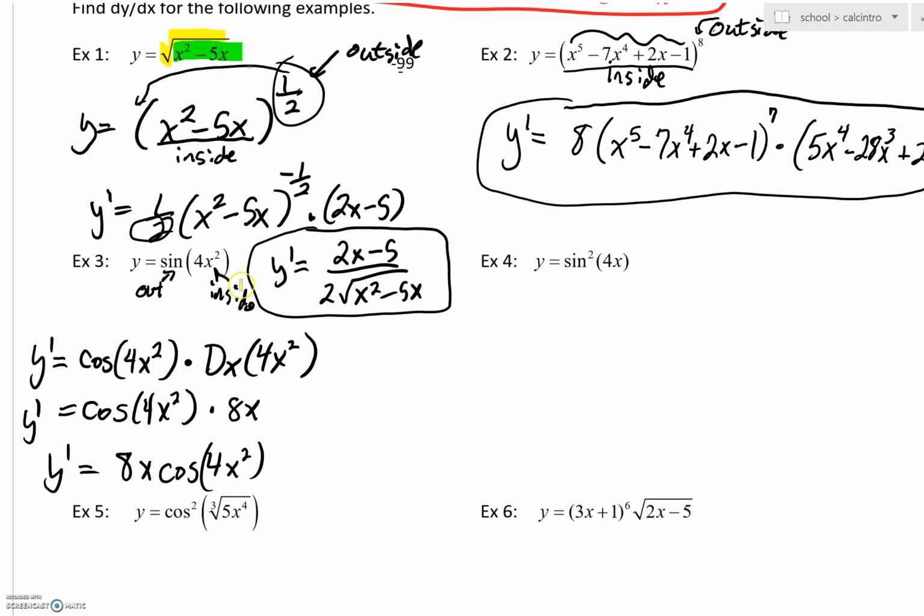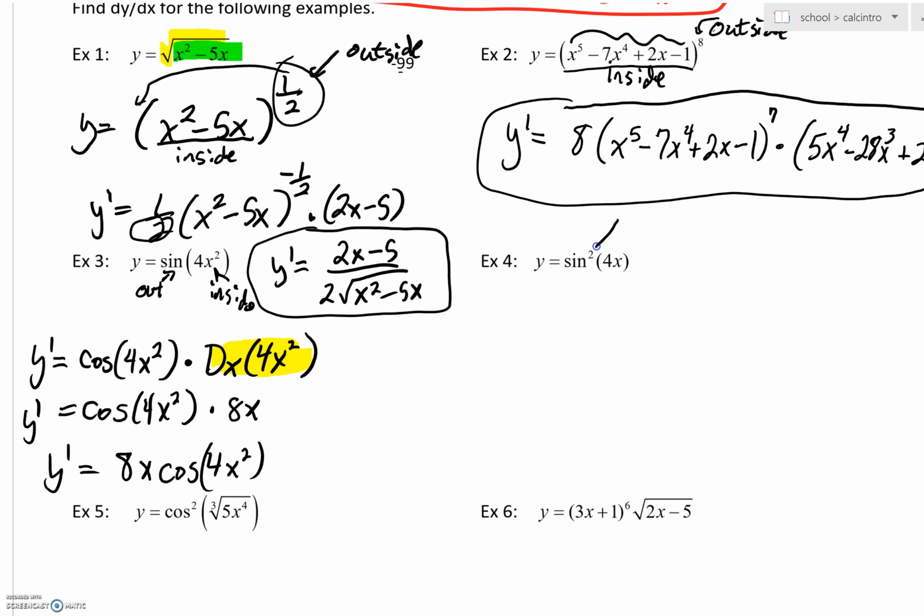If you're ever in doubt, you can say, okay, I just took the derivative of the inside. What do I need to do? Now it's like a brand new problem. I've got to take the derivative of the inside. Deal with that outside part first, then you tackle the inside. Okay? Are we doing okay so far?